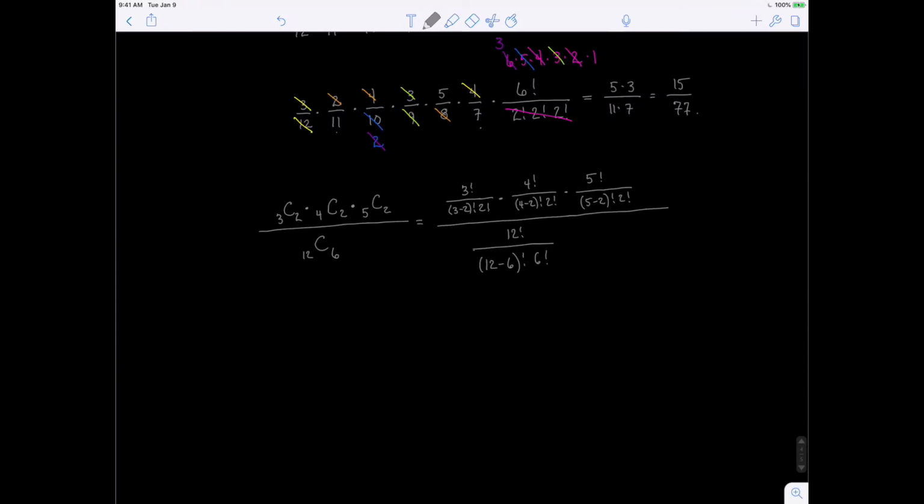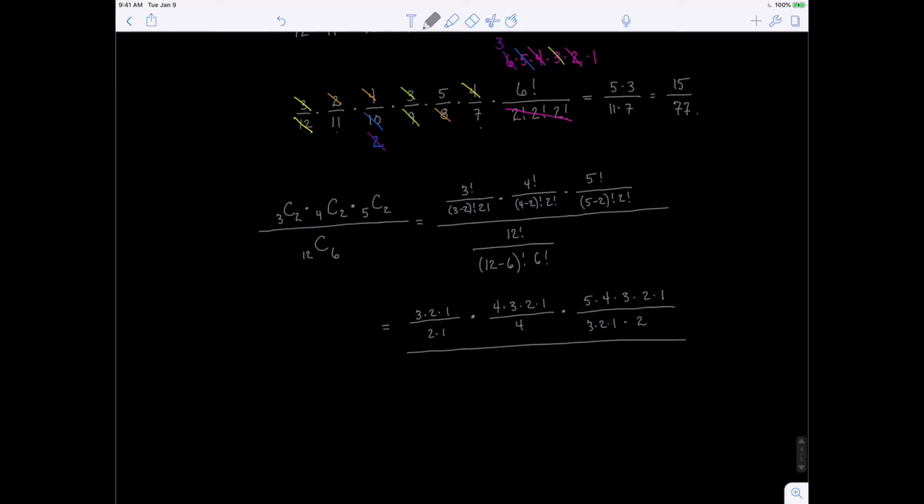This is going to take me a few steps, but we'll try it. 3 factorial, remember, is 3 times 2 times 1. 3 minus 2 is just 1 factorial, or 1, and 2 factorial is 2 times 1, times 4 factorial, which is 4 times 3 times 2 times 1, over 4 minus 2, that's 2 factorial, and another 2 factorial, so multiplied together you get 4, times 5 factorial, which is 5 times 4 times 3 times 2 times 1, over 5 minus 2, that's 3 factorial, 3 times 2 times 1, and 2 factorial is 2.